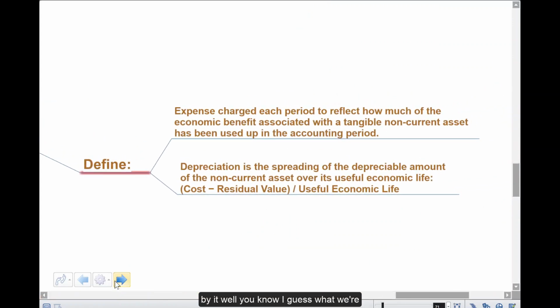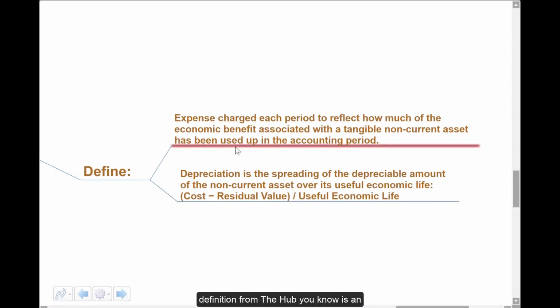Well, I guess what we're talking about, to cut it short, is really use. We're talking about use of an asset, and where you use assets, more often than not, obviously depending upon the asset, that asset's going to fall in value. So the key definition from the hub is an expense to reflect how much of the economic benefit associated with a tangible non-current asset has been used up in the accounting period.